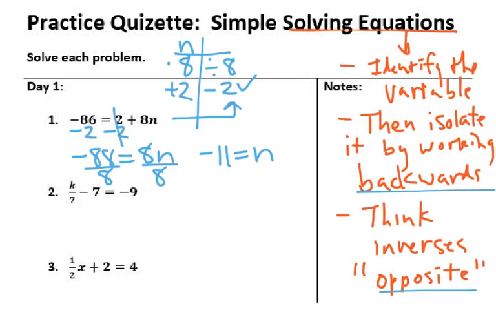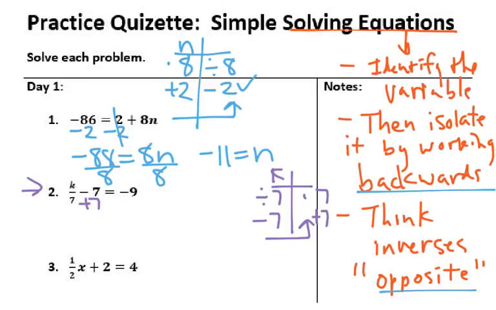Alright, so now let's do number 2. What do we have going on here for our k? Well, first thing we do is that fraction bar, which means division. So you divide by 7, then you would subtract the 7. If I was able to put a number in for k, that's what we would do, right? So we're going to do the opposite. We're going to add 7 and then times by 7.